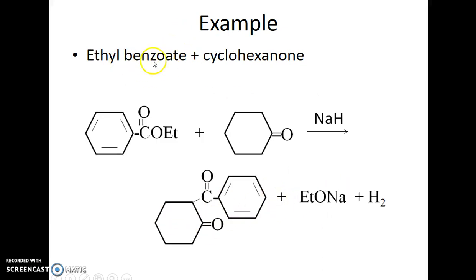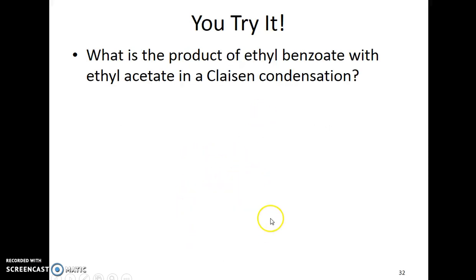Okay, again, ethyl benzoate and cyclohexanone. Here we have cyclohexanone and here's ethyl benzoate. Here's our base removing a proton from here. This is going to be the nucleophilic one because this has no alpha hydrogens. This is what's going to be the leaving group. So this carbonyl gets attached right to an alpha carbon, and that's what we see as a product.